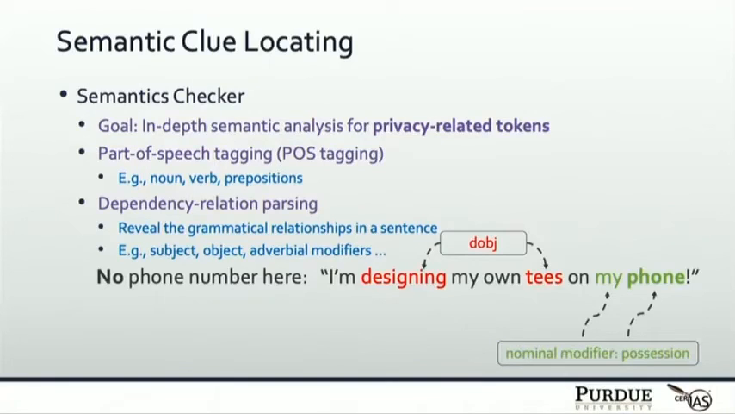Taking another example, the keyword phone here only holds a possession nominal modifier relation with the term my. So the direct object relation here is between design and T. So this short term indicates that the phone is not actually describing someone's phone number here.